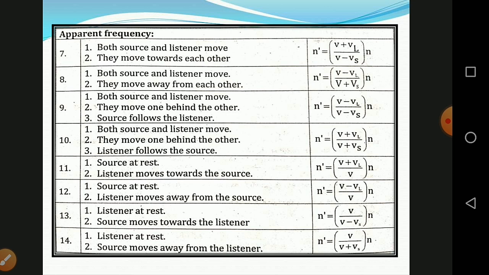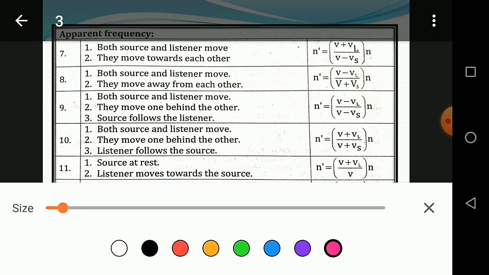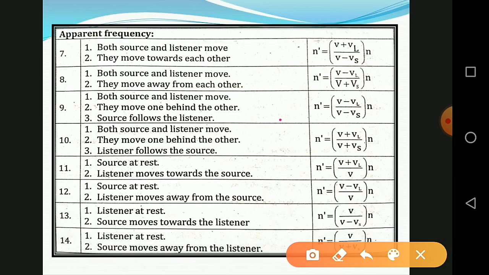So just listen, I am giving a hint. Whenever the source or listener moves from left to right, give a negative sign. When the source or listener moves from right to left, that means a positive sign. Just a hint.